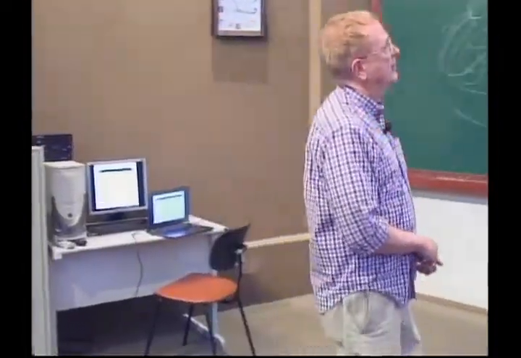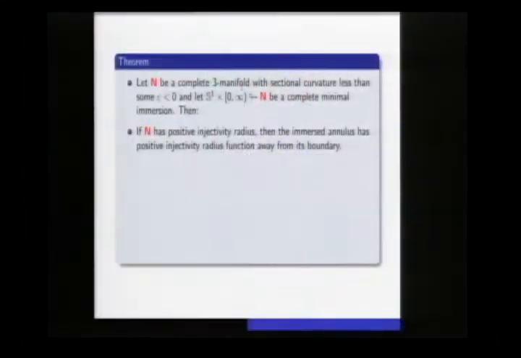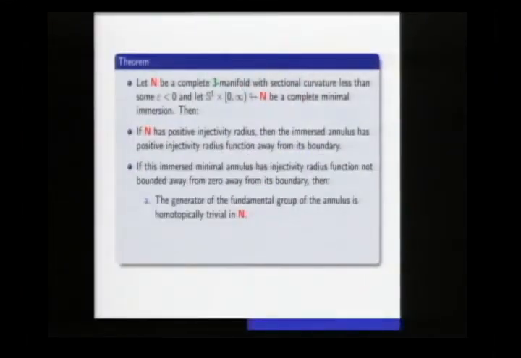But once I go, say, distance 1 away from the boundary, can I have points going further away where this injectivity radius function goes to 0? Away from the boundary means some definite distance away from the boundary. So once I go a definite distance away from the boundary, where this function's not identically 0, I want to say it stays away from 0. So why would that be the case? So that's one property. And let's just look at the rest of them.